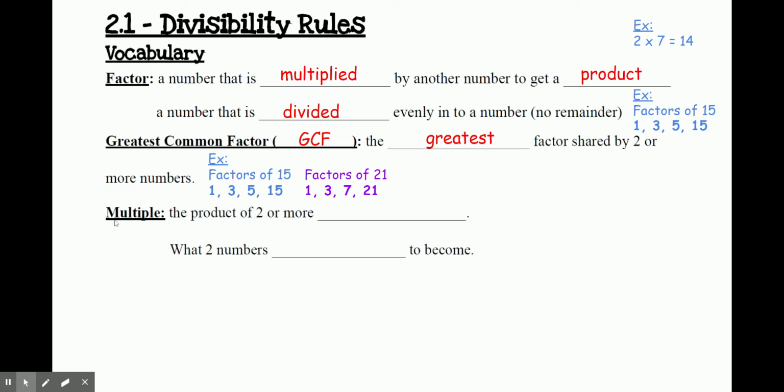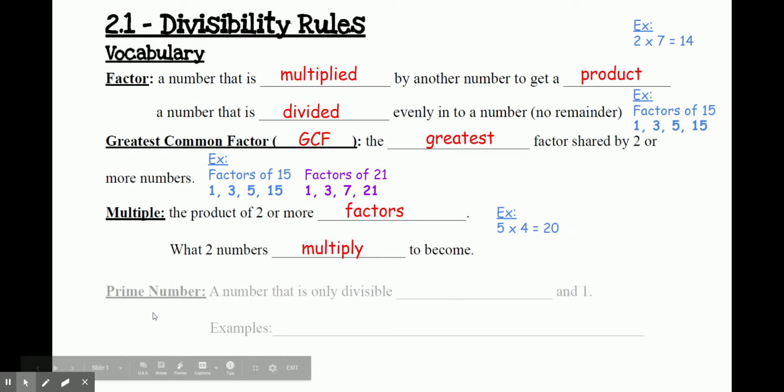A multiple. A multiple is the product of two or more factors. A multiple is also known as a product. So going back to this example, 5 times 4 equals 20. 20 would be the multiple because it's the product of 5 and 4. So 5 times 4 is 20. That's 20 would be the multiple.